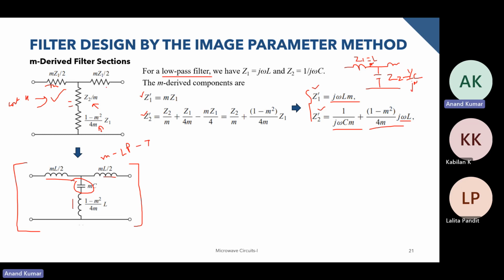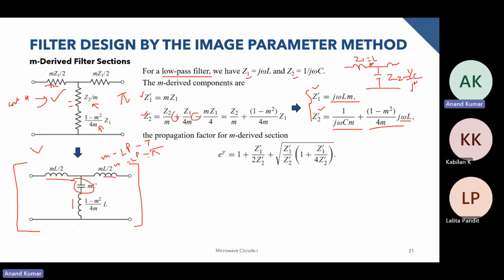So if you start with a pi network, and then substitute the value of Z1 and Z2 according to the low pass, then you will end up with the M derived low pass pi network. So all these solutions are fairly simple. It involves a lot of mathematics and making sure you don't mess up with the signs, and you'll end up with the correct answer.